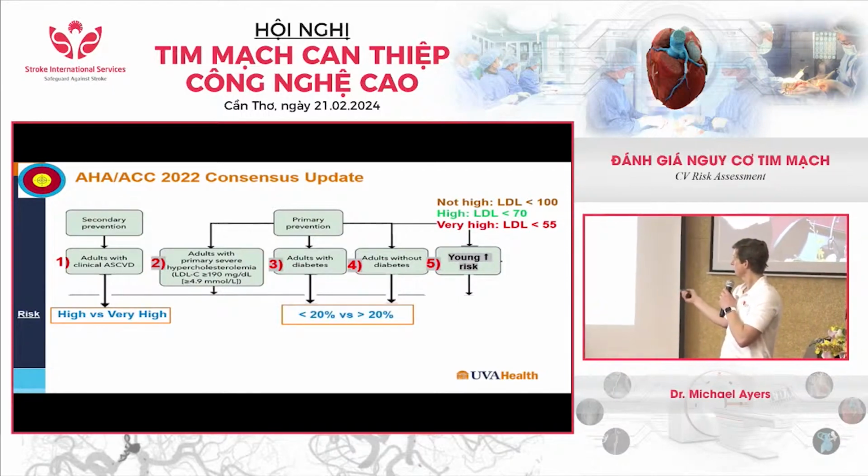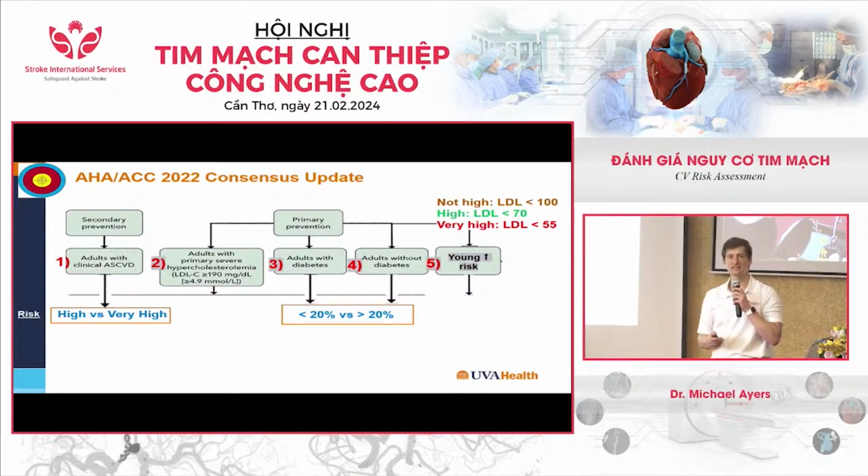The adults with diabetes and adults without diabetes can really be divided based on whether or not their 10-year risk is greater than or less than 20%. Meaning, in the next 10 years, is there greater than or less than a 20% chance that person will have an event?